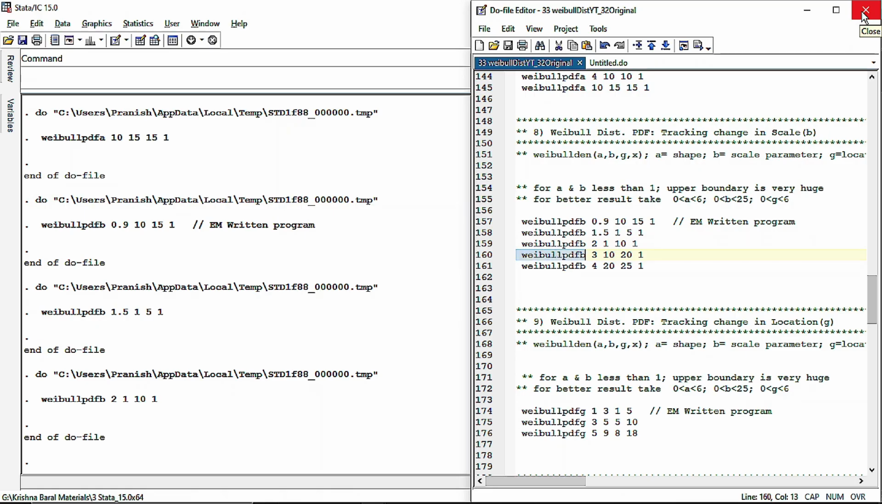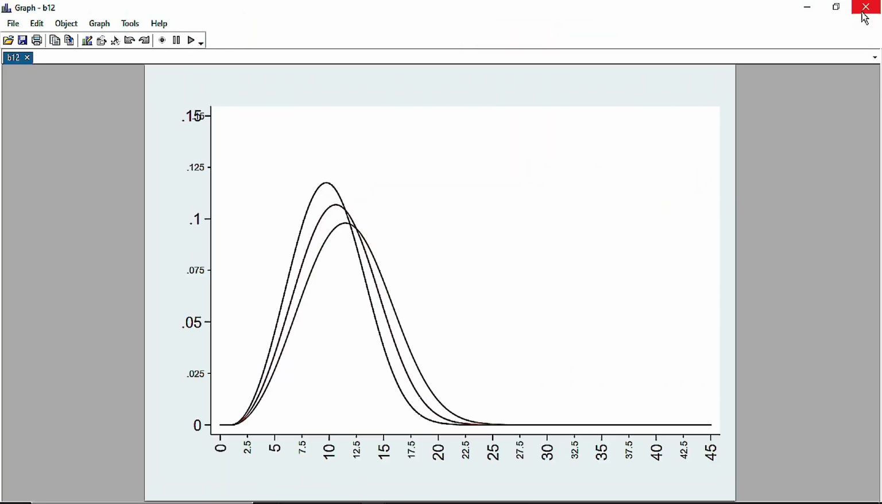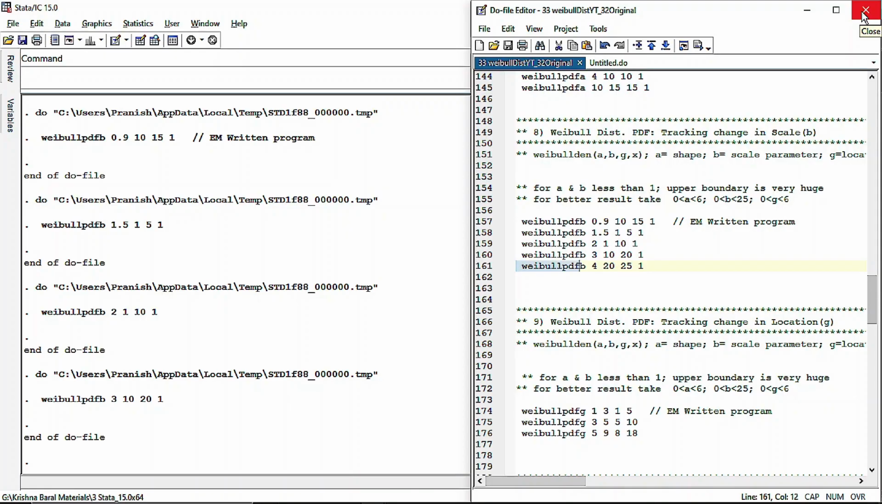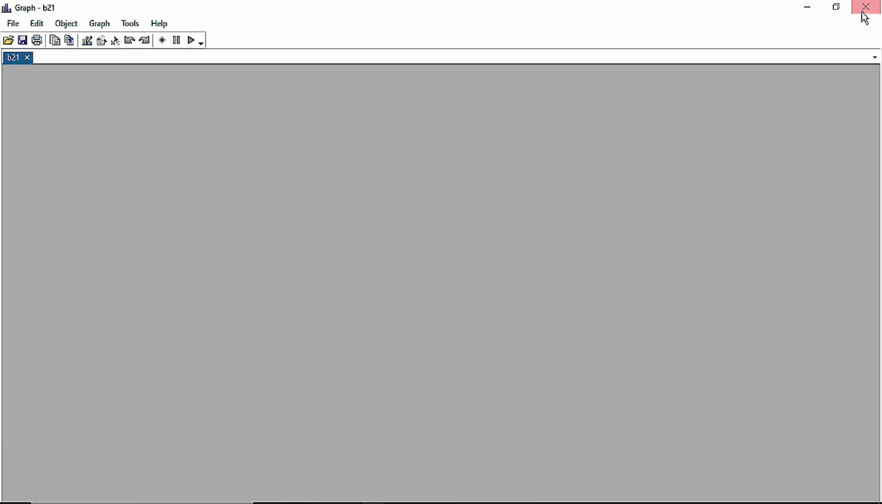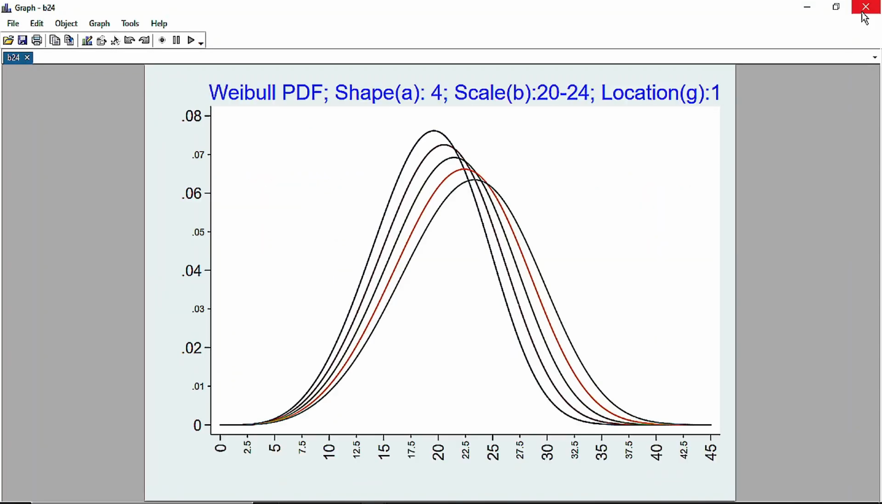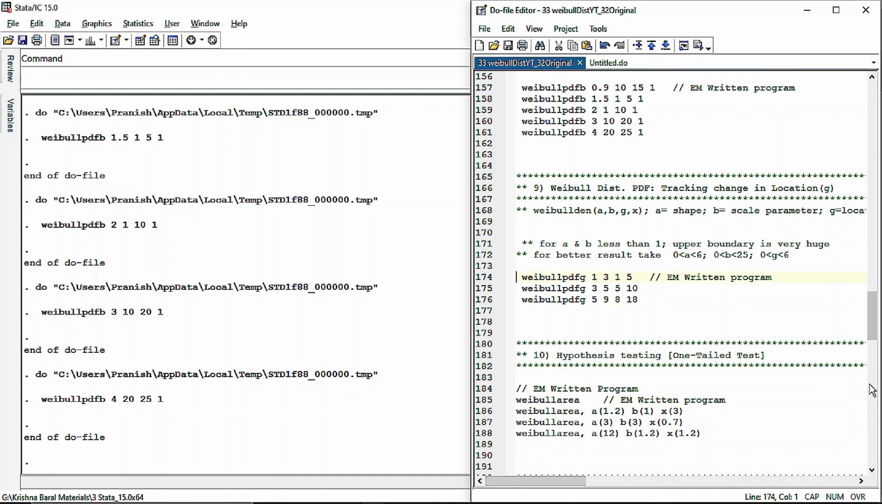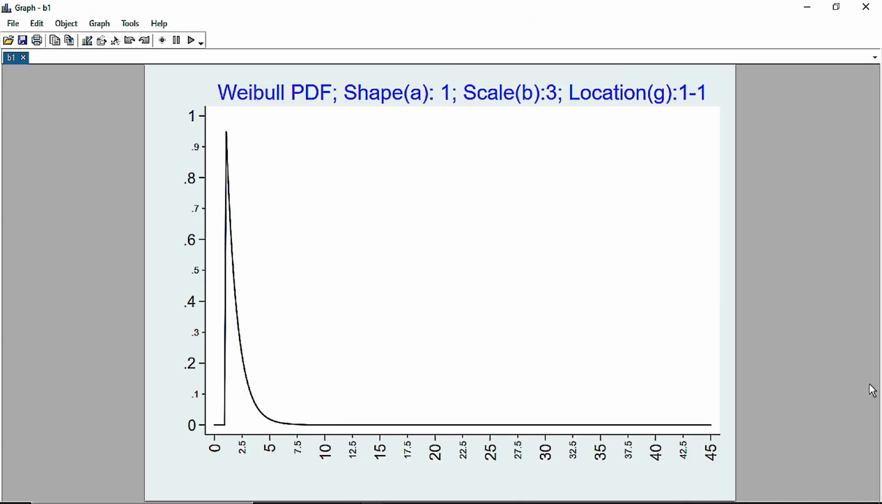For the shape parameter 3, we want to increase the scale parameter from 10 to 20 while the location parameter is 1. And for the shape parameter 4, we are going to increase the scale parameter from 20 to 25 while the location parameter is 1. And as you know, increment of the location parameter is simply going to shift the graph. It is some sort of translation.